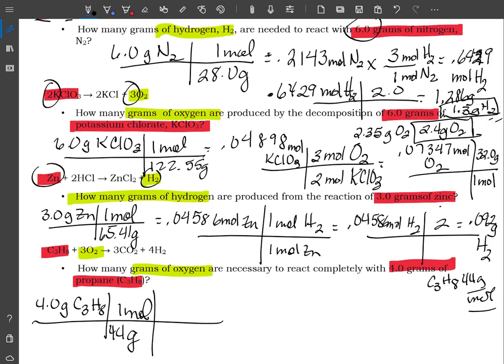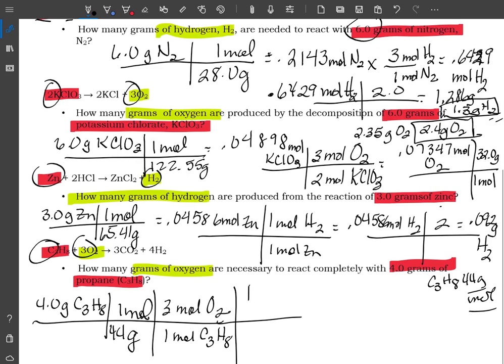But I'm going to do something. Instead of hitting equals like I have in each of the above, I'm just going to put my ratio in right next to it. My known is 1 mole of C3H8. My unknown is 3 moles of oxygen. That is going to give me moles of oxygen. So I've crossed over my bridge. Now I need to change that to grams, so I multiply it by 32 grams in 1 mole. And we get 8.7 grams of oxygen.